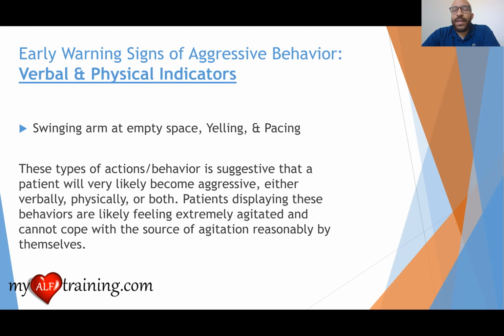These type of actions and behavior suggest that the patient will very likely become aggressive. It could be verbal, it could be just physical, or it can be a combination of the two. These patients are, for whatever reason, extremely agitated and having trouble coping by themselves with whatever the stressor is. So we want to make sure that we keep an eye on these patients, and I'm going to tell you what to do if you notice these early warning signs, and how to prevent these early warning signs from becoming actual aggressive events.